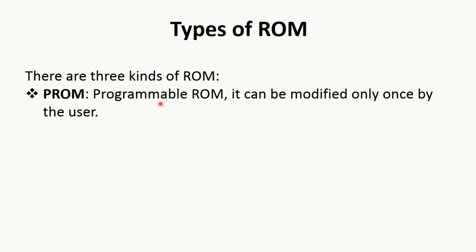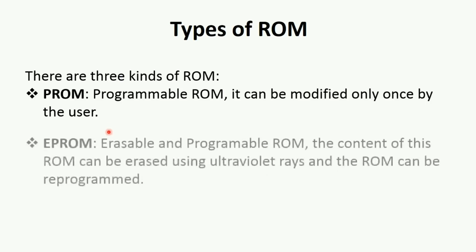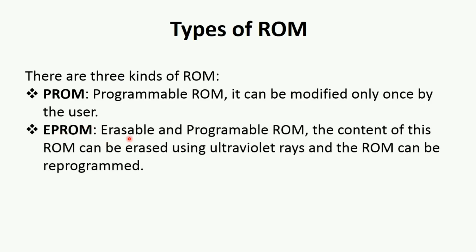First, PROM, programmable ROM. It can be modified only once by the user. The PROM chip has small fuses which are burned open during programming. That's why it is not erasable. Second, EPROM, erasable and programmable ROM. The content of this ROM can be erased using ultraviolet rays and the ROM can be reprogrammed.